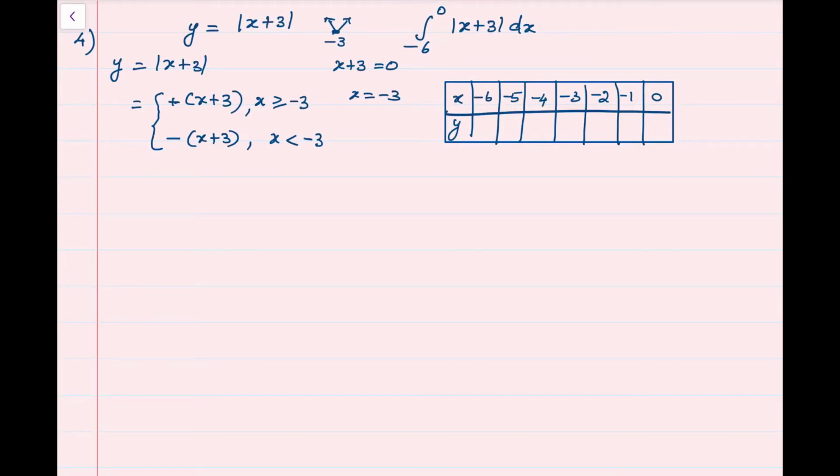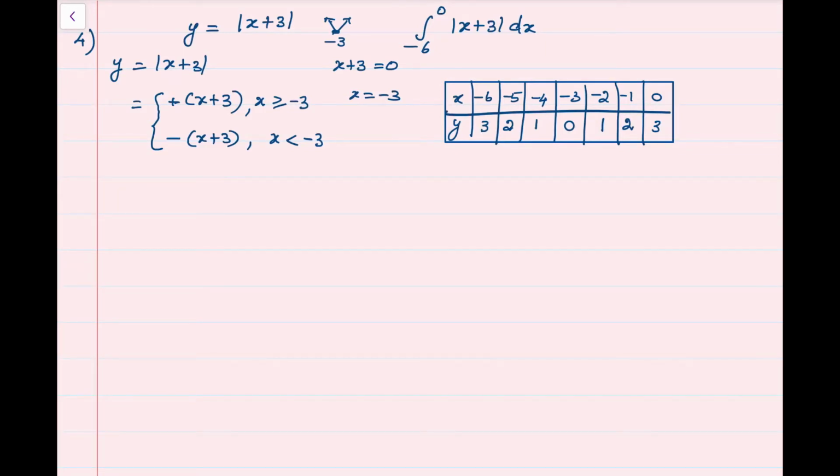For minus 3, plus 3 is 0; minus 2 plus 3 is 1; minus 1 plus 3 is 2; 0 plus 3 is 3. Minus 4 plus 3 is minus 1, but the absolute value sign is there, so it becomes plus 1. Minus 5 plus 3 is minus 2, absolute value of minus 2 is 2. Minus 6 plus 3 is minus 3, absolute value of minus 3 is plus 3.